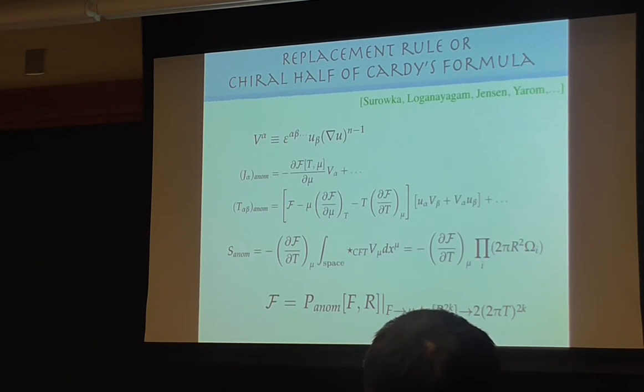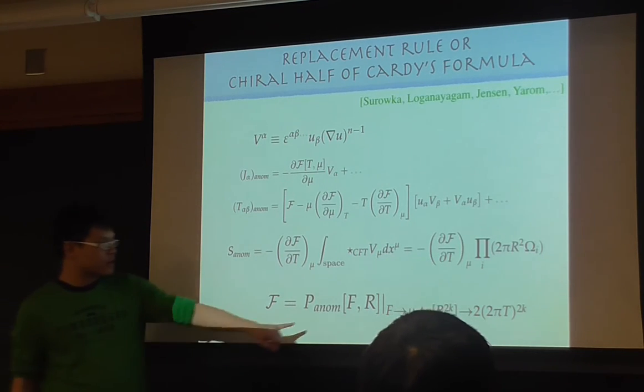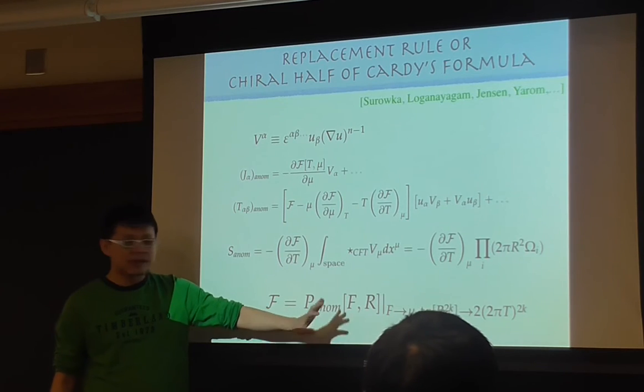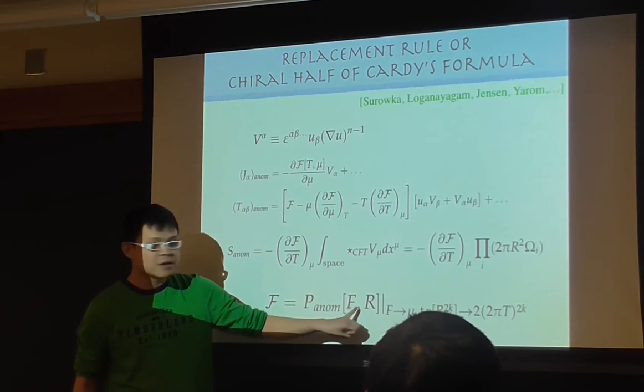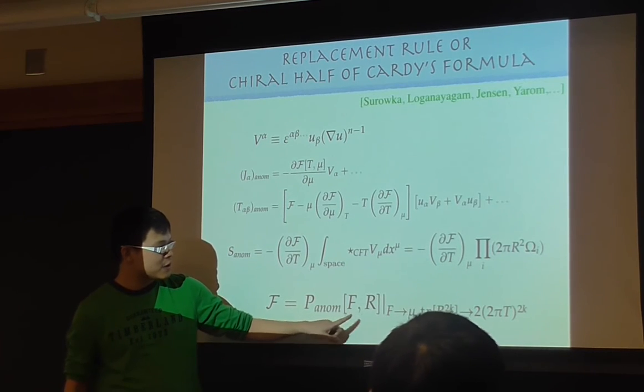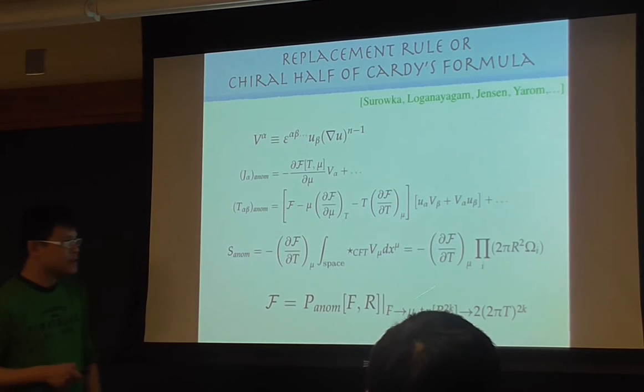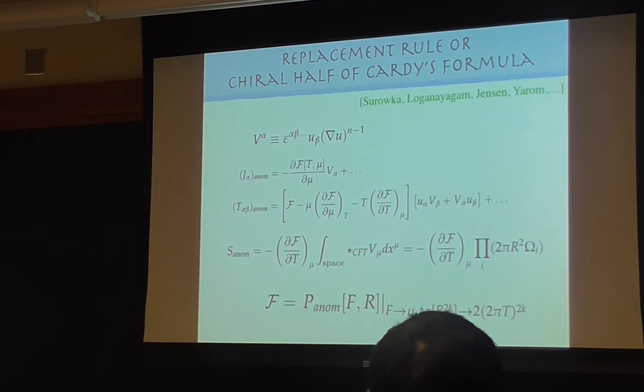So this is a summary of what is claimed. Anomalous contributions are proportional to V, the leading one, and it's given by this Gibbs free energy. And the Gibbs free energy is given by the anomaly polynomial in high dimension, 2n. Sometimes you can also have a gauge field, not with a gauge anomaly, but just a global gauge field, and mixed terms. The rule is that whenever you see F, you replace it by the chemical potential. Whenever you see trace R to the 2k, you replace it by 2 pi T to the 2k.